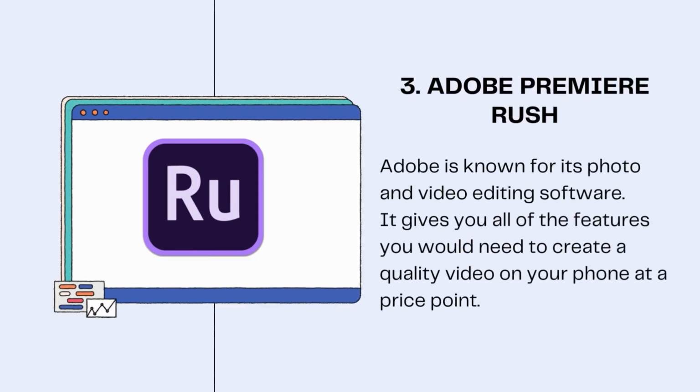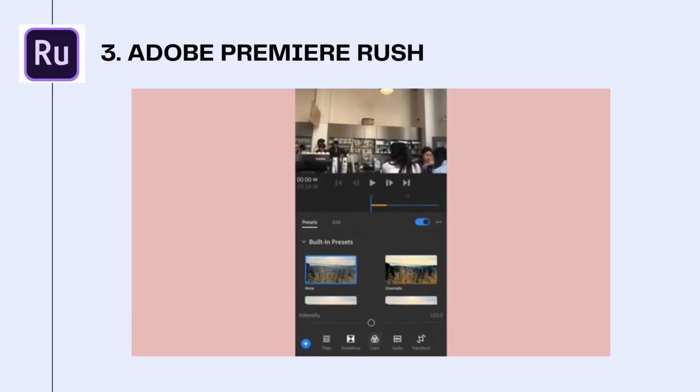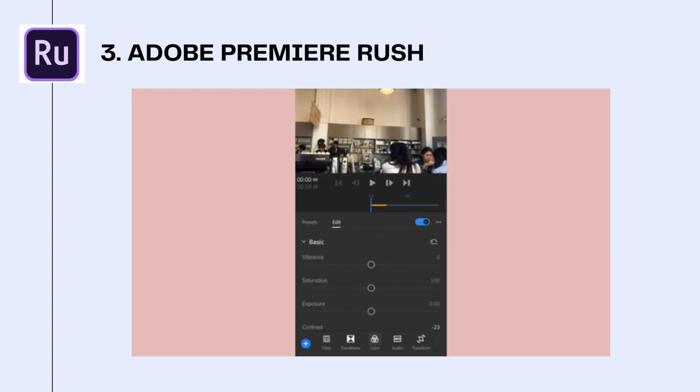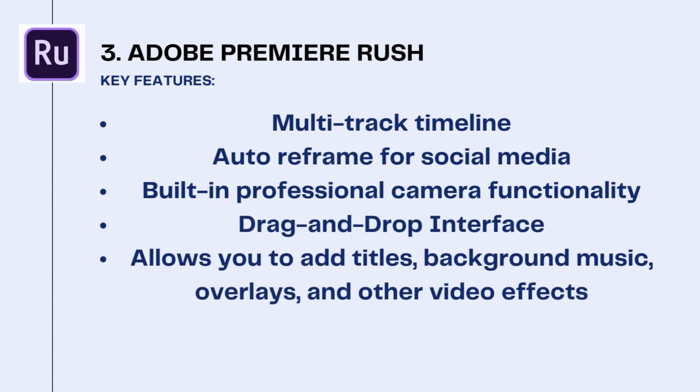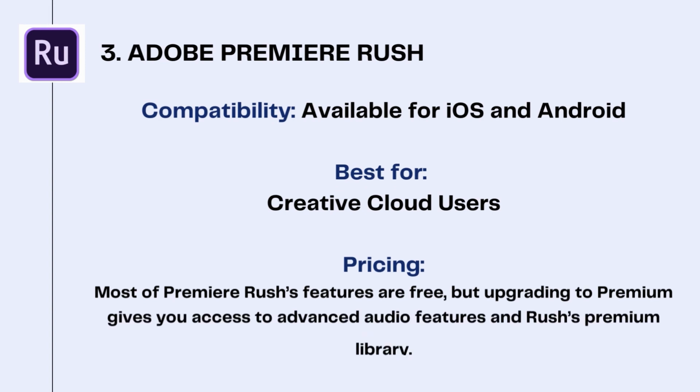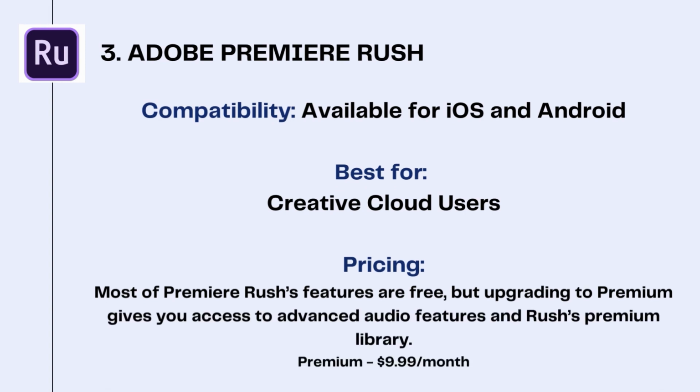Adobe is known for its photo and video editing software, and Premiere Rush is the obvious evolution of that. It gives you all the features you would need to create a quality video on your phone at a price point. The key features are multi-track timeline, auto-reframe for social media, built-in professional camera functionality, drag-and-drop interface, and it allows you to add titles, background music, overlays, and other video effects. It's compatible in both Android and iOS, and it's best for Creative Cloud users.